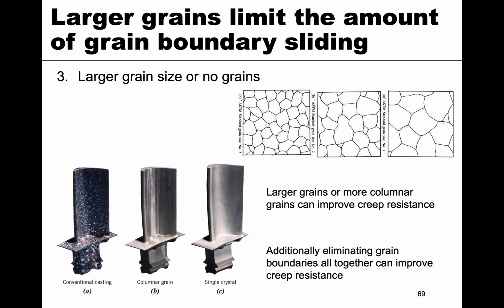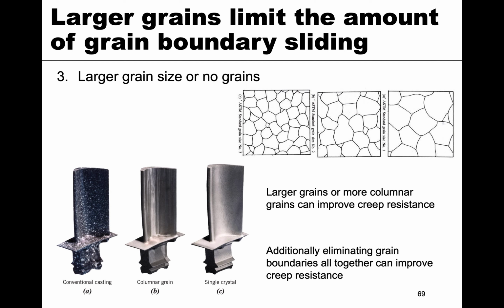So we want these larger grains to effectively limit the amount of grain boundary sliding that can occur. At these very high temperatures, the grains can move relative to each other much more easily, because again, it's at a much higher temperature and plastic deformation can occur much more rapidly.